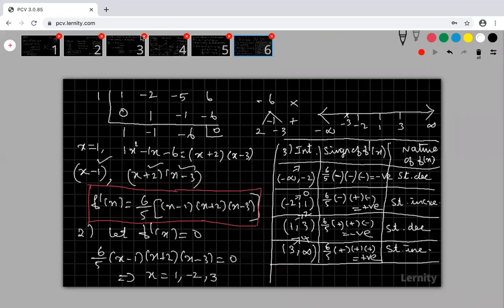Any doubts? If you have any doubt, please ask your doubts. Otherwise, we'll go to the next one. Table, Karunya, table.